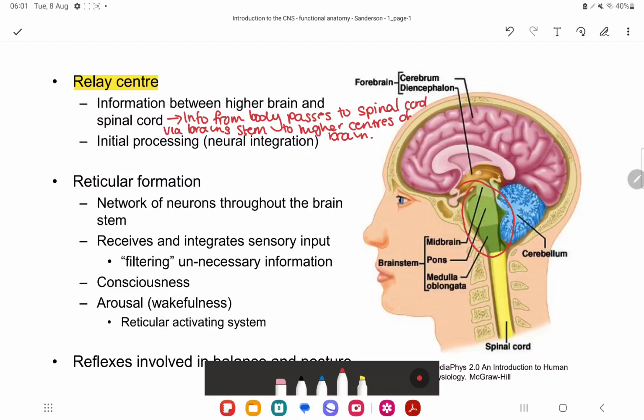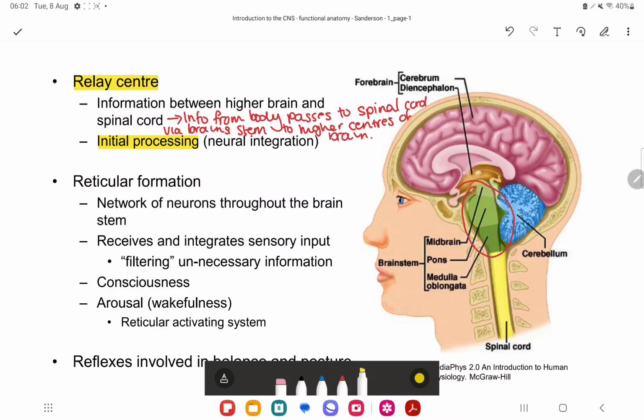And the reason why it's also called the relay center is because it's where initial processing happens. So what this basically means is that initial processing can happen because there are synapses over here in the brainstem. And because there are synapses, it's where the brain can start to process signals going through the brainstem.